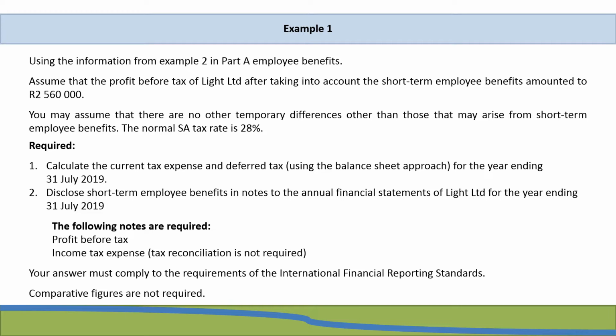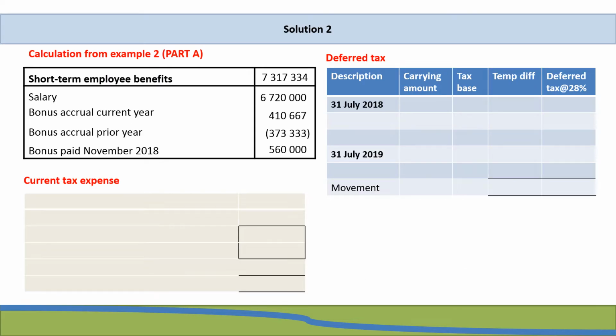So here the notes that you are required to prepare are specifically listed, being your profit before tax note and your income tax expense note. However, the tax reconciliation is not required. Your answer must comply with the requirements of the International Financial Reporting Standards, and comparative figures are not required. I'm not going to work through the calculations again relating to short-term employee benefits that come from Part A, so we'll just include them here.